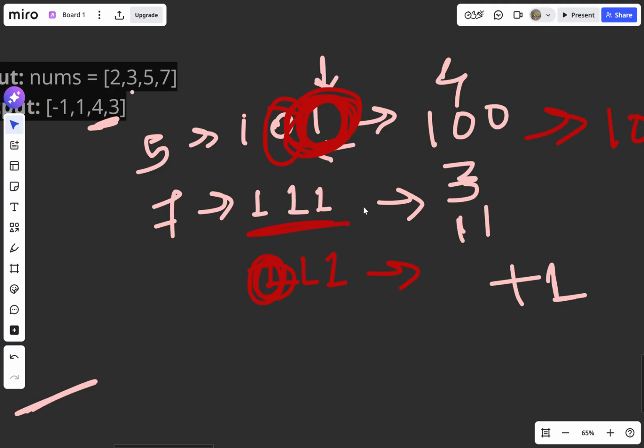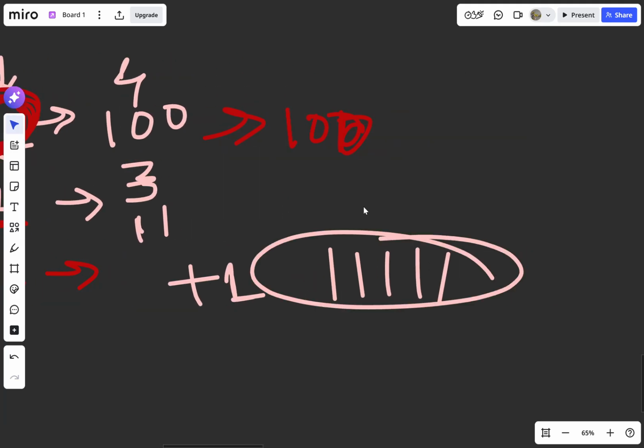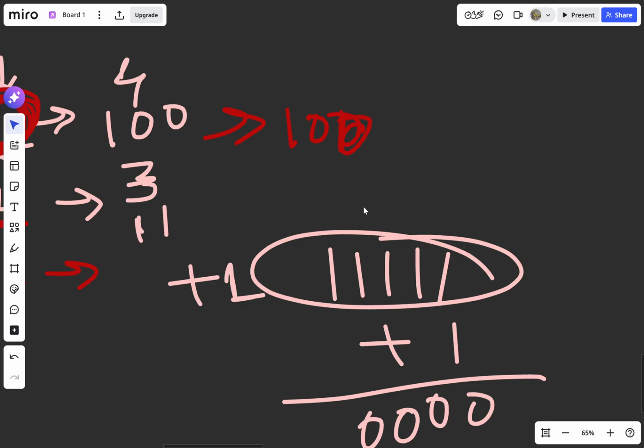Okay, this is a binary representation of any number. So when we add 1 to it, what we get is 0, 0, 0, sorry, 0 0 0 and 1. So this is what we are getting.